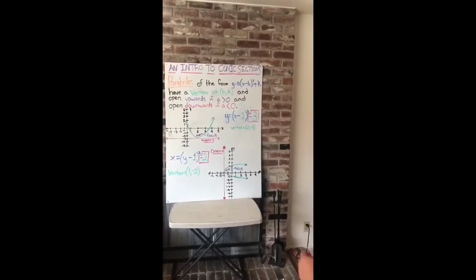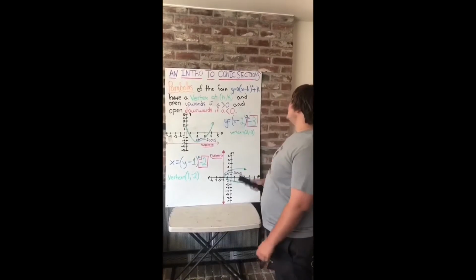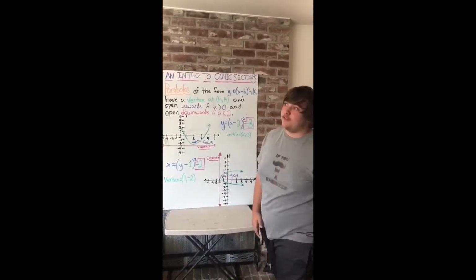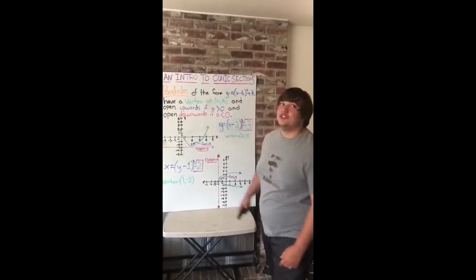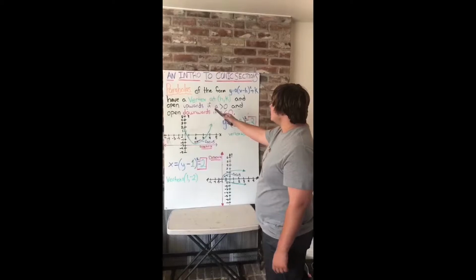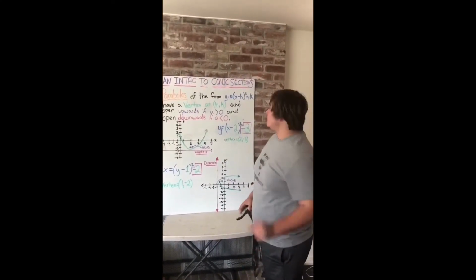Intro to conic sections. Parabolas of the form y equals a(x minus h) squared plus k have a vertex at (h, k), just like all conics in the rest of this section, and open upwards if a is greater than 0, and open downwards if a is less than 0.